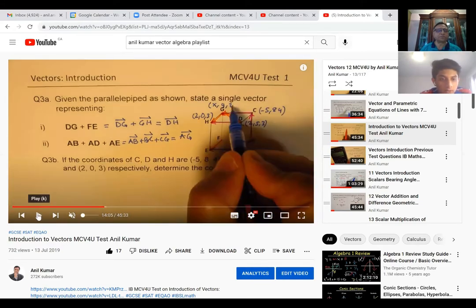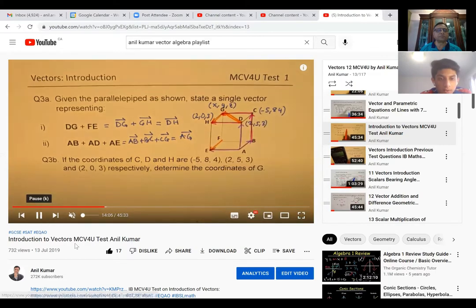If the coordinates of C, D, and H are -5, 8, 4, 2, 5, 3, and 2, 0, 3 respectively, determine the coordinates of G. Correct. So I have placed the coordinates as written here, and we need to find G, which is X, Y, Z written there, right? So how will you find the coordinates of G? Yes, sir. So I think we can set up an equation where if we add two vectors, we get the point G, right? Correct. How will you do that?